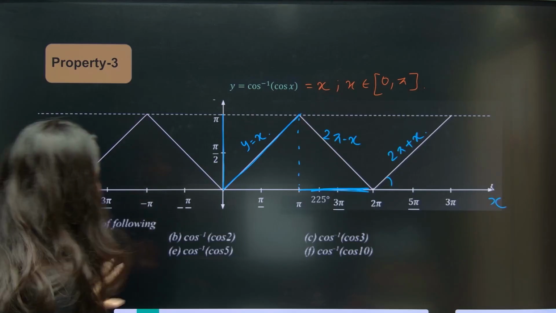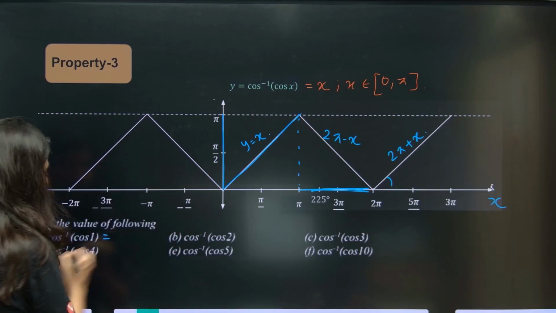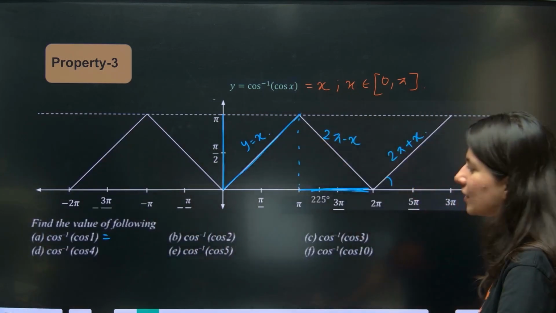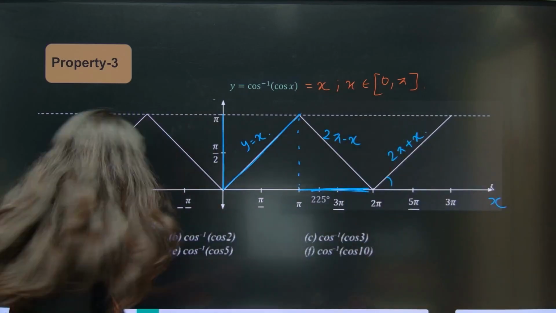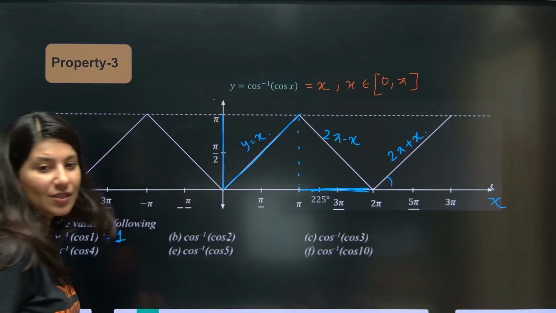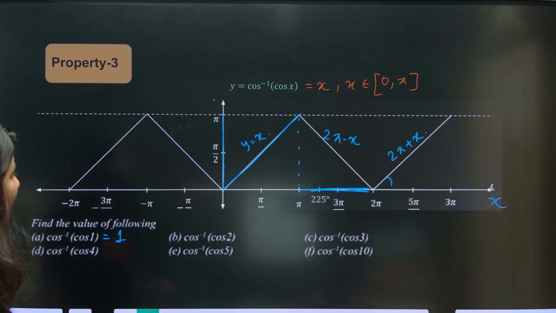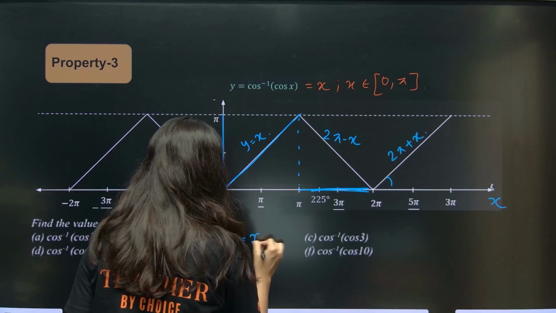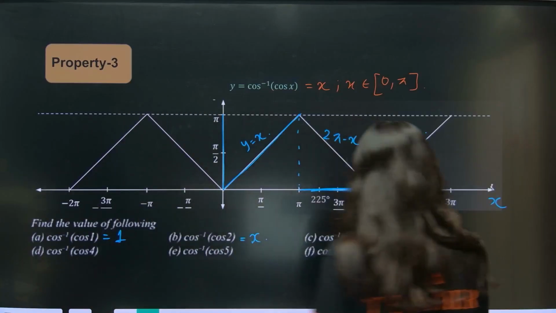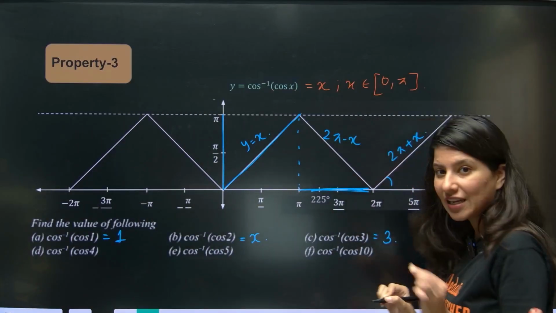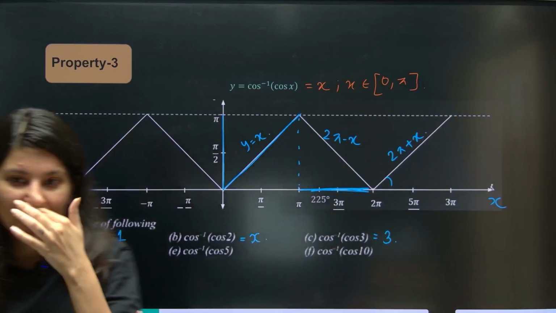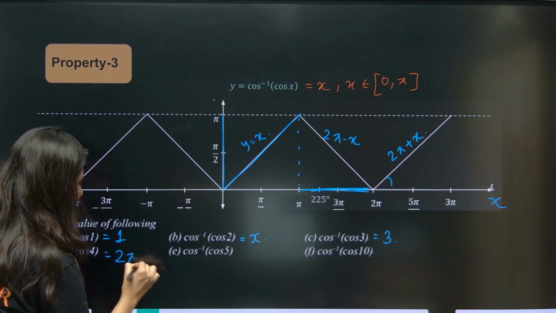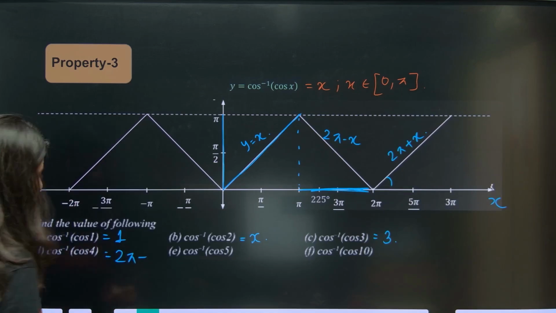All right, now cos inverse cos 1, tell me. 1 is in the first quadrant anyway, it will give you just 1. Cos inverse cos 2. Now this 2 lies in the second quadrant; in the first and second quadrants, we are getting x. Cos inverse cos 3, again, when you stay in the first and second quadrants, the first three are very easy. Now cos inverse cos 4, this is your third quadrant, so this will become 2 pi minus 4.